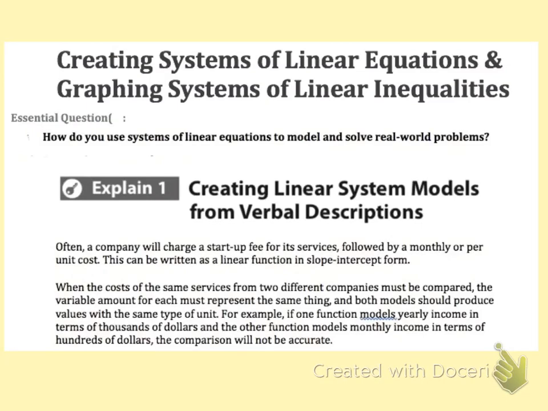It's Mrs. Brunk here. In today's lesson, we're going to be taking the strategies we've been reviewing on how to solve systems of linear equations, and we're going to apply them to some real life situations. And so our learning goal today, and I guess our essential question really is, how do you use systems of linear equations to model and solve real life problems? Because in the end, that's exactly why we study mathematics, is to apply it to real life.